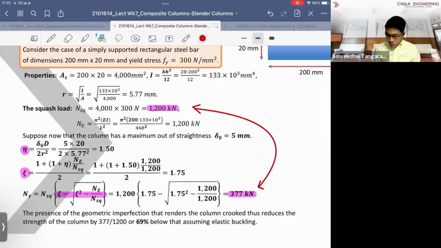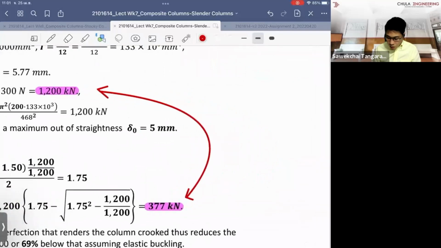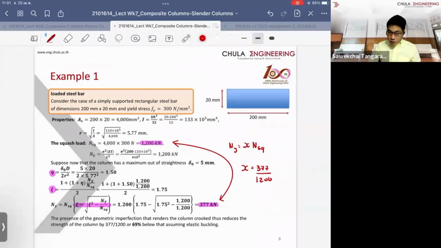If you want to determine the difference, we're saying that N_y equals psi times the squash load, N_squash. In this case, the reduction parameter equals 377 divided by 1,200, so you're looking at around 25% left. So the reduction is approximately 75%. You can do this. It's quite straightforward, I won't go through the details.